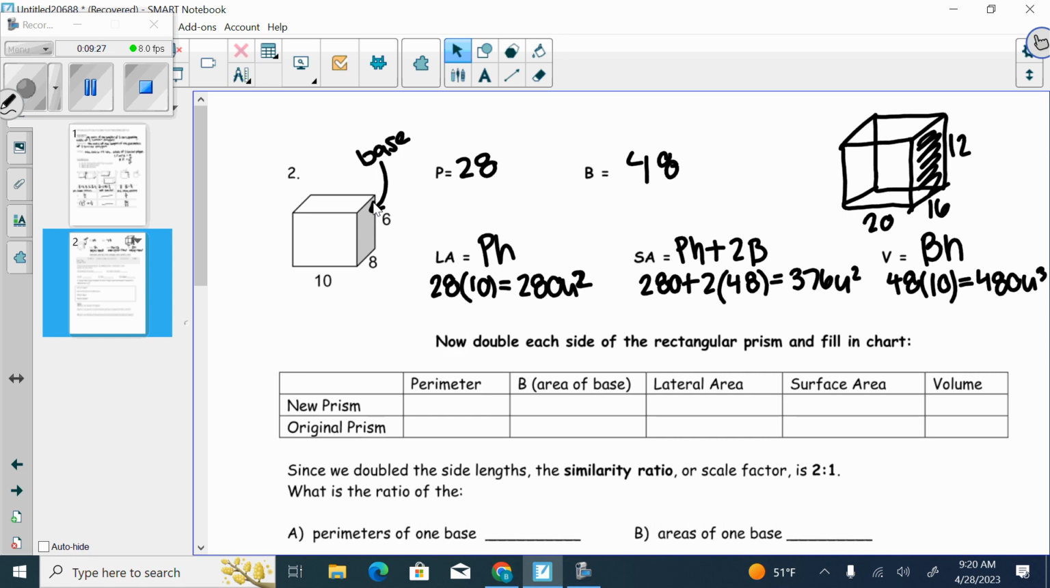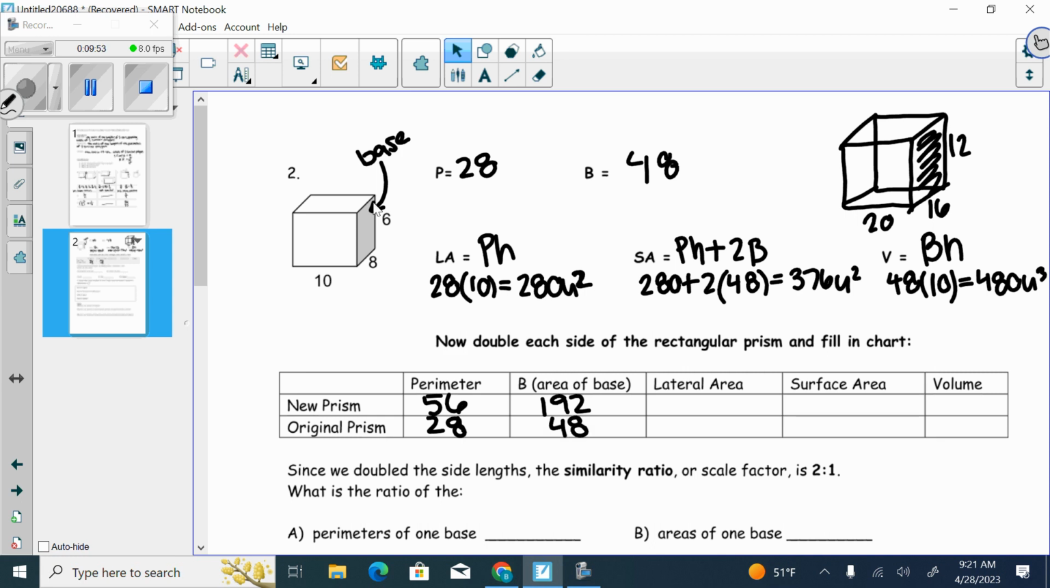All right, so what would be the perimeter of our new base? Good. And our old was 28, or the original was 28, okay? What would be the area of the base on the new one? Good. And our original, we said, was 48.